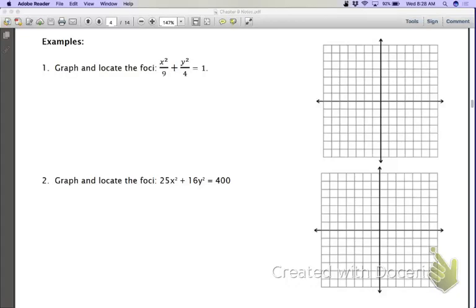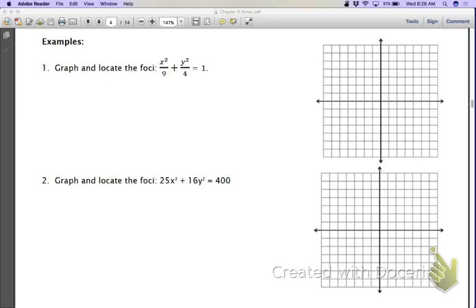Alright, so whenever it says to graph and locate, we want to do the foci, we want to do everything. First things first, we know here because it's just x squared plus y squared on top, it's equal to 1, so everything's good to go there.